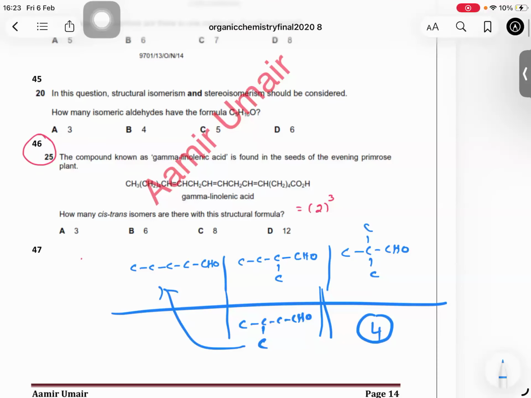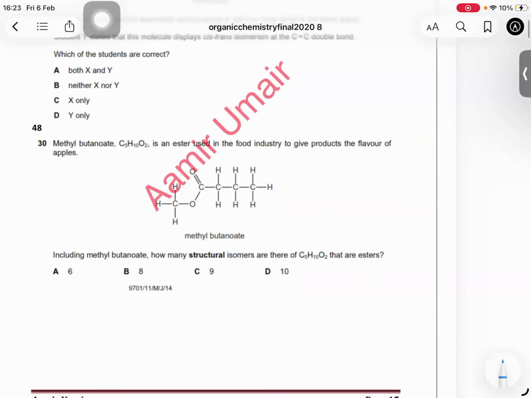4 is the total number. Sit down and say, how many did you make? 4? What about you? 4.